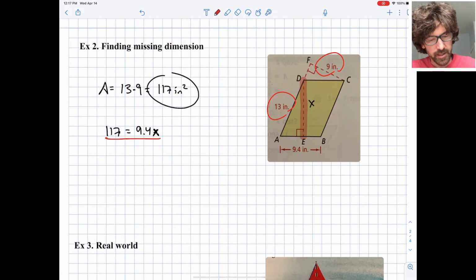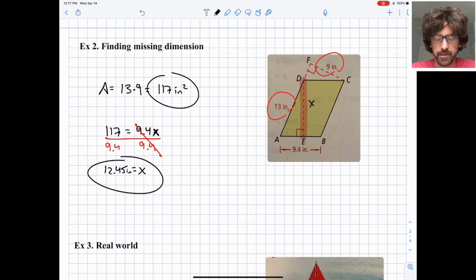Let's divide both sides by 9.4, and these 9.4s cancel, and we're left with x is equal to 12.45. I'll round to 2 decimal places, and that would be 12.45 inches. Okay, so that would be the missing height right there.